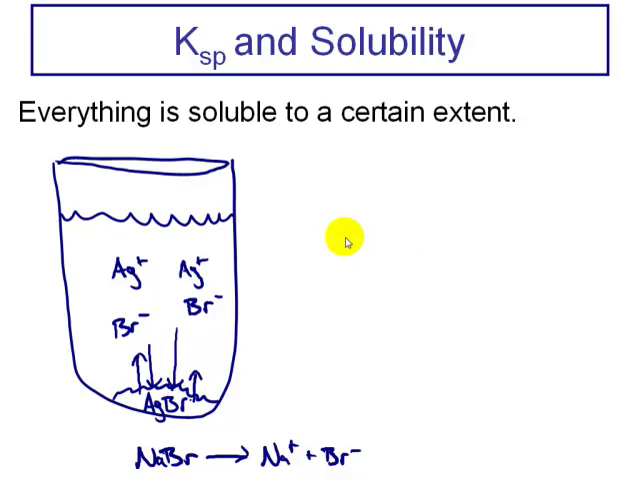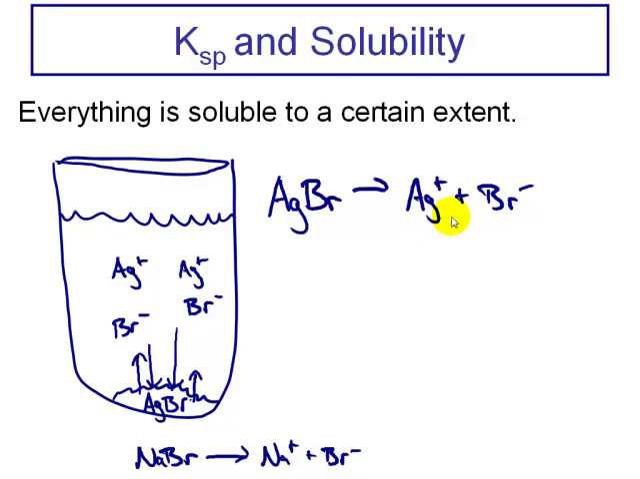Now, we could write this process like this, okay? So here's the equation, rather. Silver bromide is going to dissociate and make silver ions and bromide ions, and these, of course, would be in aqueous solution. And this right here is a solid. And these two processes are happening at the same rate, and so these species are at equilibrium.